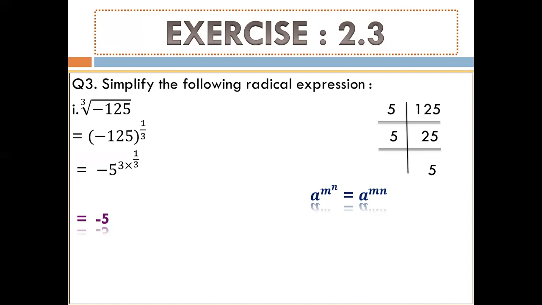Here we find the prime factors of 125, which is 5 raised to the power 3. When we have two powers, one on the number and another on the bracket, we multiply both powers: 3 multiplied by 1 over 3. 3 and 3 cancel, only 1 will be left there, so the answer is minus 5. I mentioned the property over here, and we also did this in class 7. Do you remember this? In chapter 4, you did this property.